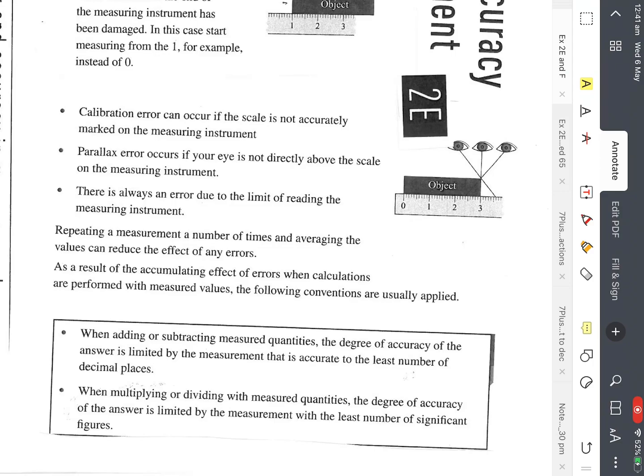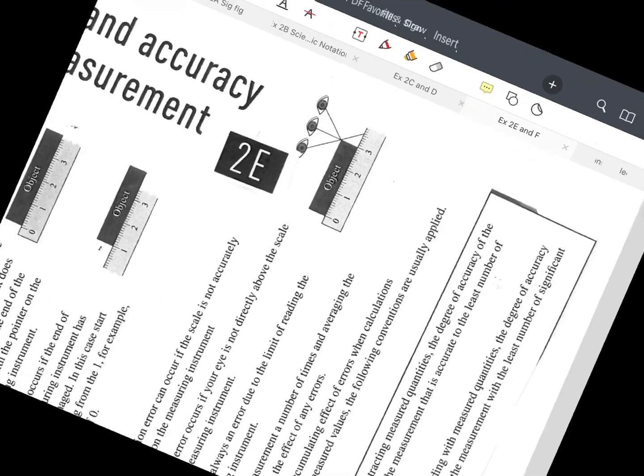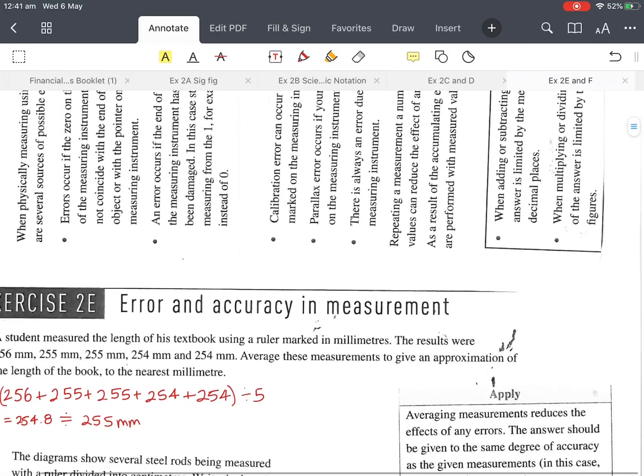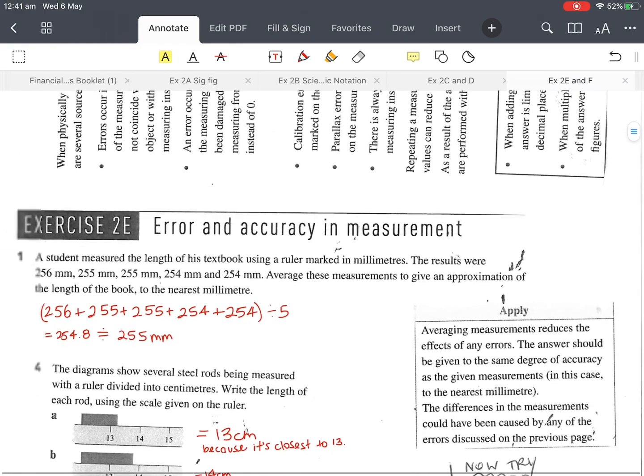When multiplying or dividing with measured quantities, the degree of accuracy of the answer is limited by the measurement with the least number of significant figures. We'll do those in a minute too. All right, let's see. Turn it back. Let's see if we can do the bottom of this sheet now.